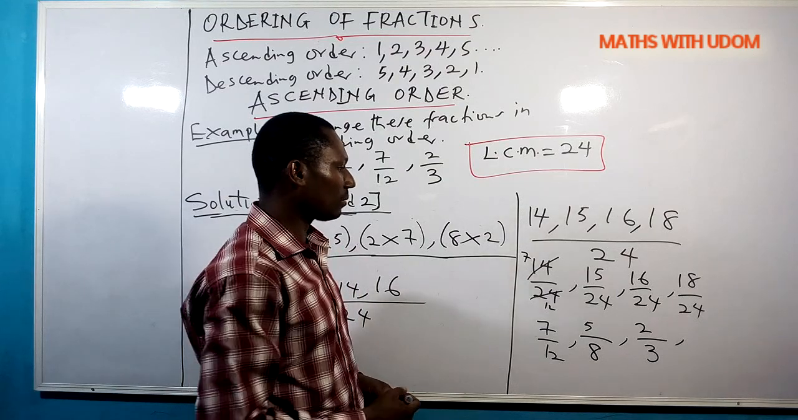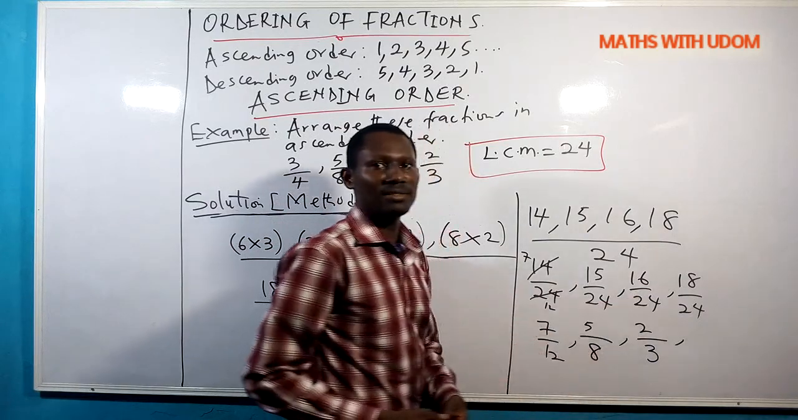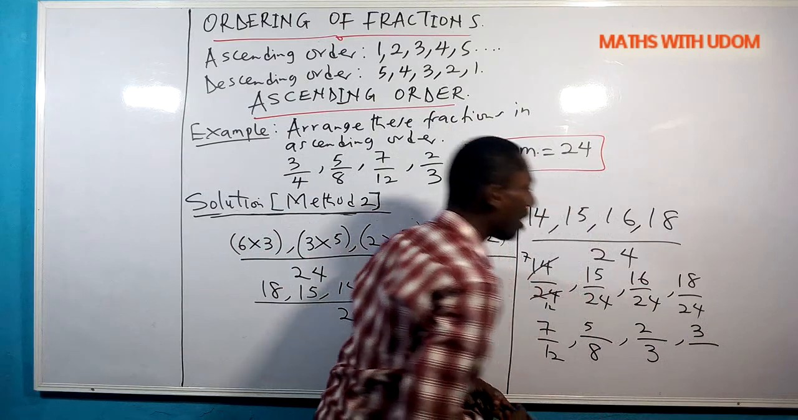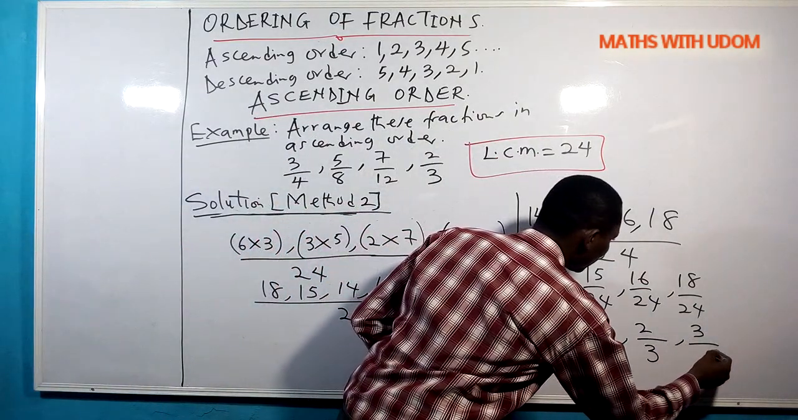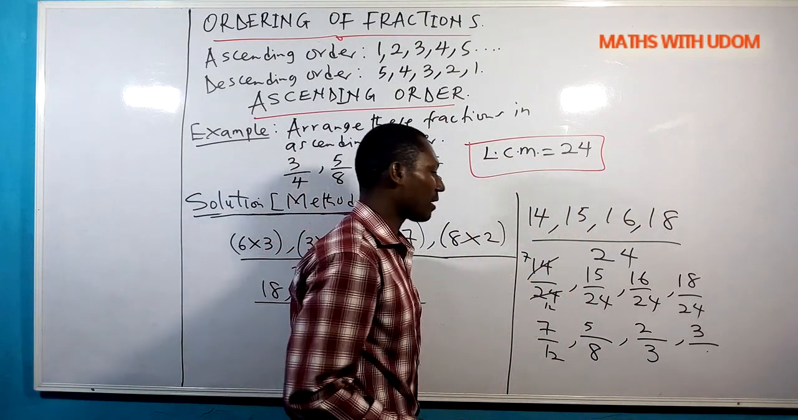6 can go. So let's continue. How many 6 can go in 18? 6 times 3, 18. So 3. And how many 6 can go in 24? We have 4.